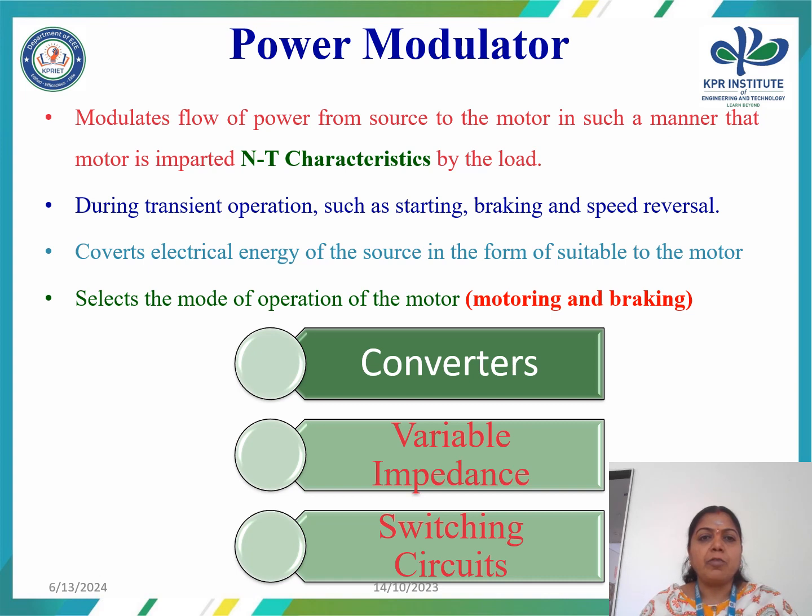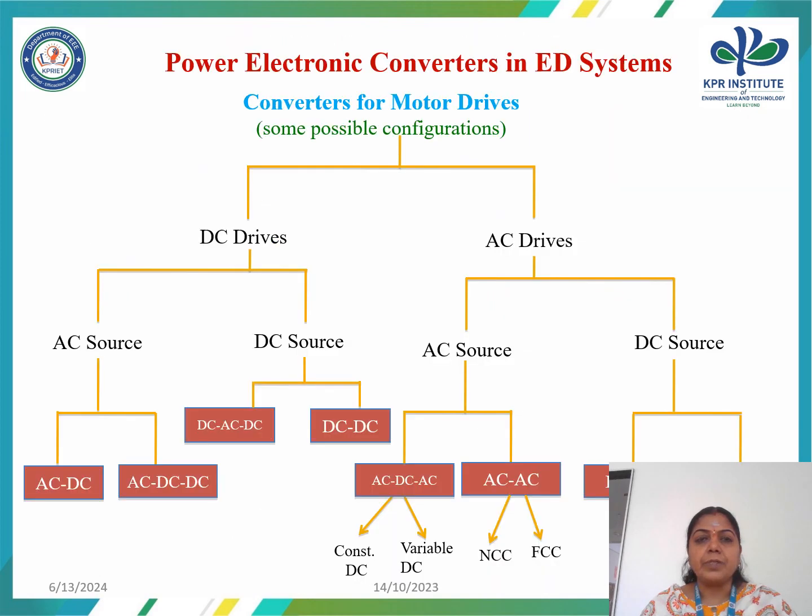The power modulator flows the power from source to motor in such a manner that the motor is imparted the speed-torque characteristics required by the load. During transient operation, such as starting, braking and speed reversal, it converts the electrical energy of the source into a form suitable for the motor, and selects the mode of operation of the motor. Mode of operation means it can be operated in a motoring or a braking mode. For that, the power modulator can be used as different types of converters, switching circuits or a variable impedance.